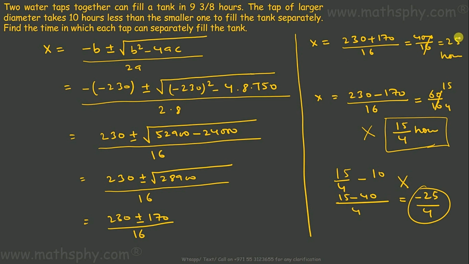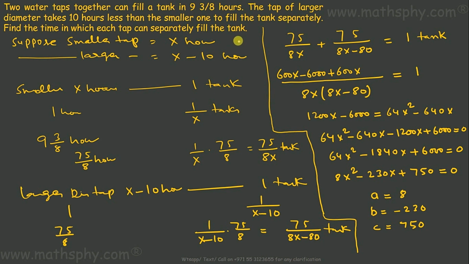So the smaller diameter will take 25 hours. So this will be 25 hours. And larger diameter will take 10 hours less, means 15 hours. Smaller tap will take 25 hours separately, and larger tap will take 15 hours separately to fill up the tank. And jointly they will take 9 3 over 8 hours, which is 75 over 8 hours. That's the answer here, 25 and 15. Alright?